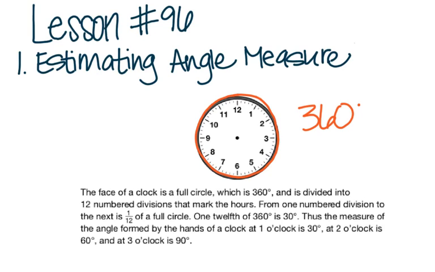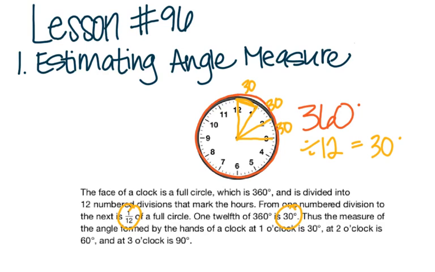So if we were to take our 360 degree clock and then divide that by 12, then that becomes 30 degrees. So each of these sections is a 30-degree angle. And so on. So 1/12 of a circle is 30 degrees.